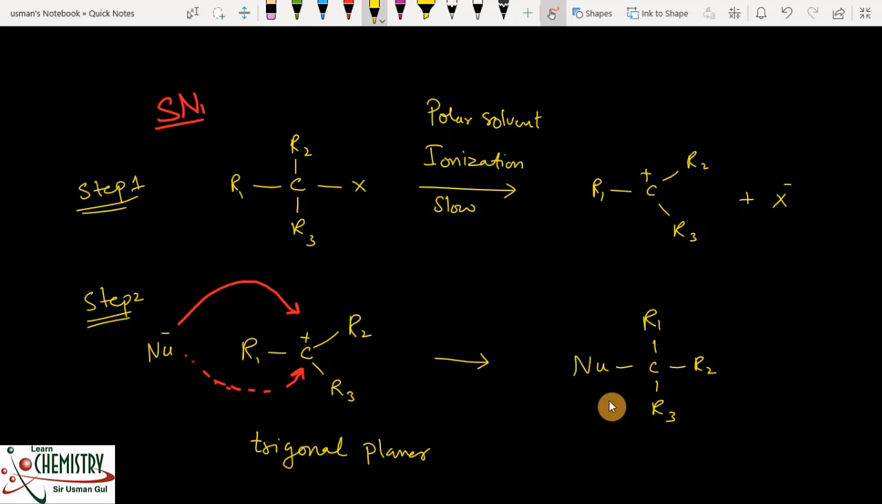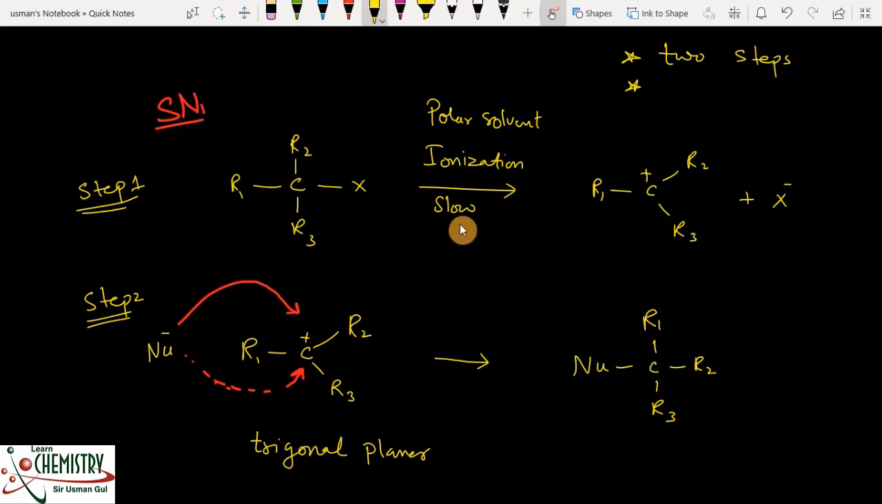Now let's talk about a few properties of this SN1 reaction mechanism. The number one property, which we already know, is that the reaction is done in 2 steps. The second thing: if you remember the definition of the rate determining step, it is simple, the slowest step of a reaction mechanism is called the rate determining step.